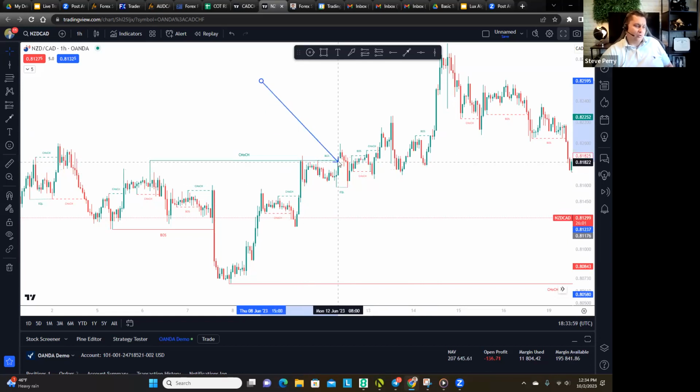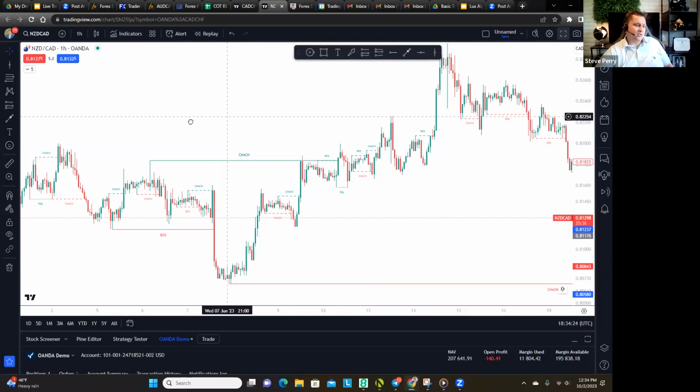It came up, broke structure right here. This is about where it took place, pulled back and immediately got bought up, pulled back, got bought up, pulled back, got bought up, pulled back, got bought up, right? So it was just very high risk to reward ratio opportunities, really good risk to reward opportunities after this CHoCH appeared. Again, it's not always the case, but it's pretty common.